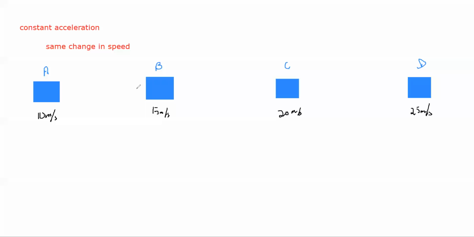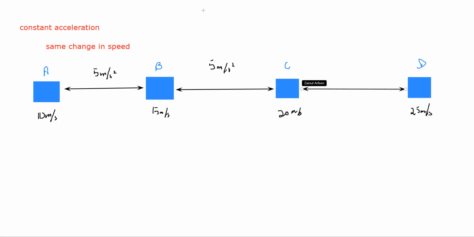So if I calculate the acceleration or change in speed here, it was 10 changing to 15. So from A to B, what is the acceleration, or change in speed, from A to B? It is 5 meters per second squared. The unit of acceleration is meters per second squared. Then moving from B to C, that is also 5 meters per second squared. Moving from C to D, again it is 5 meters per second squared.